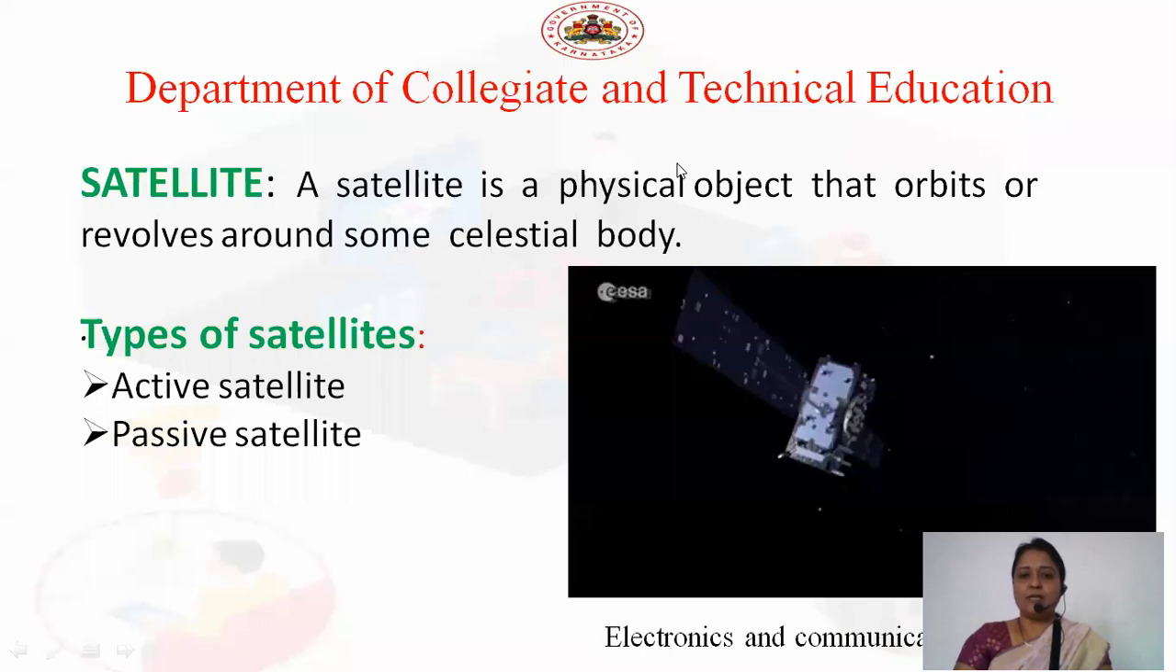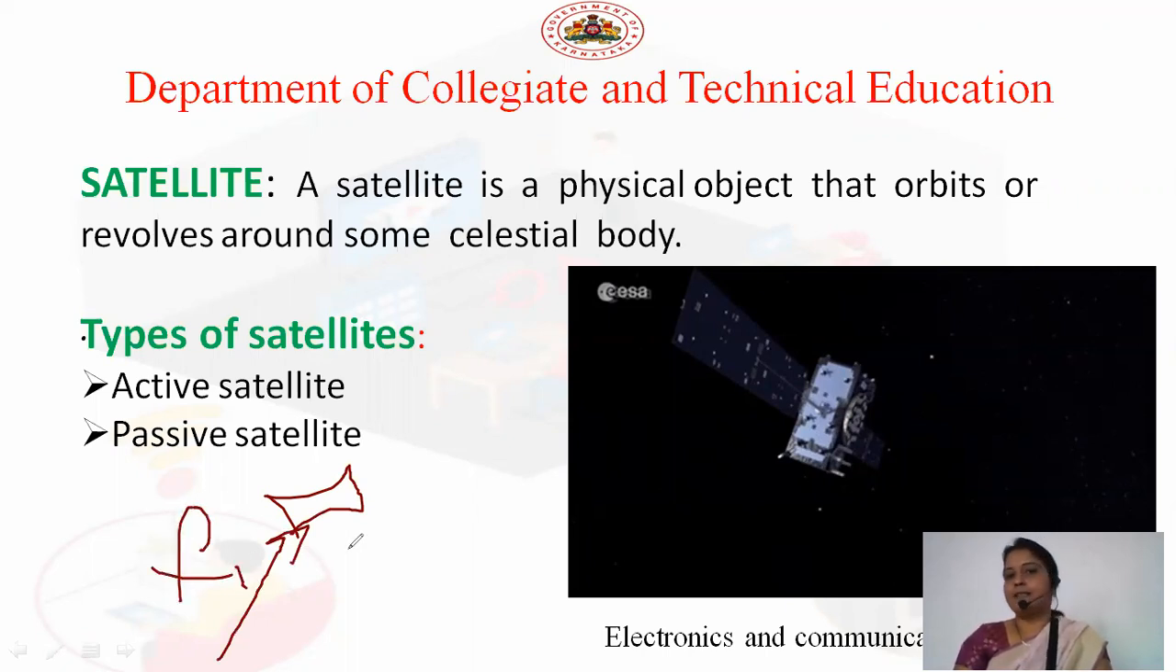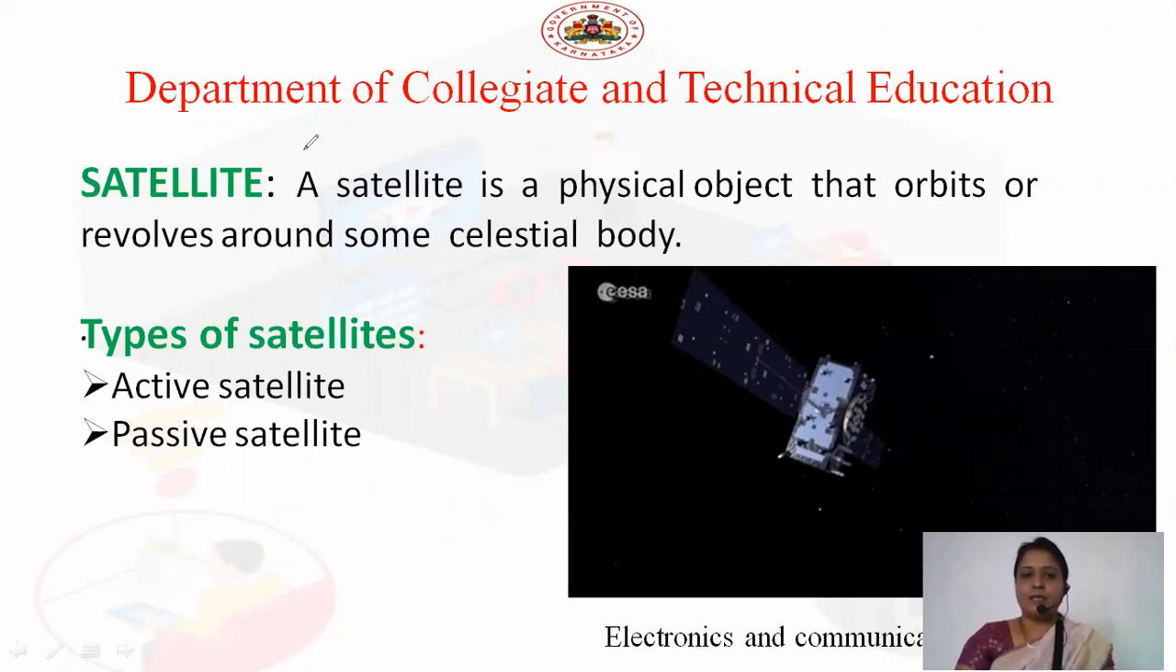Now for the passive satellite, if you consider a satellite here, the signals which are radiated from the Earth station, for example F1, it won't change anything. It will just receive and re-radiate the signal back as F1 only. Then that type of satellite is called a passive satellite.